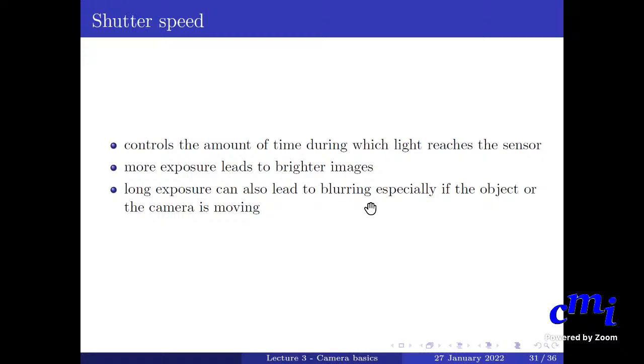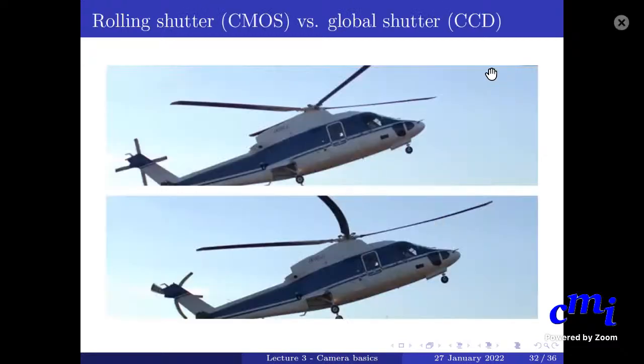So, moving on. Here the title should have been the other way. It should have been global versus rolling shutter. This is one thing that I had written there but did not mention: the CCDs usually come with a global shutter and the CMOS comes with a rolling shutter. I'll tell you what each of these means.